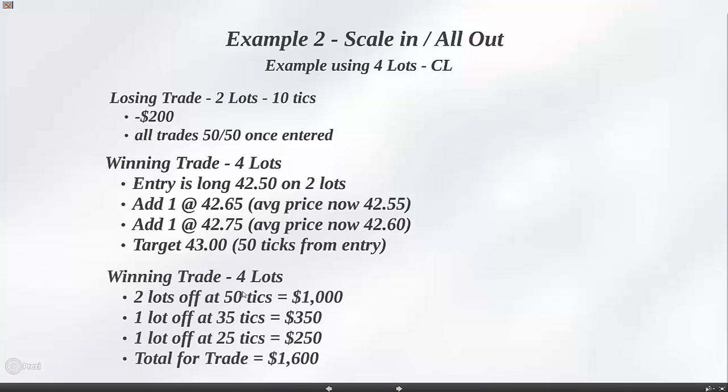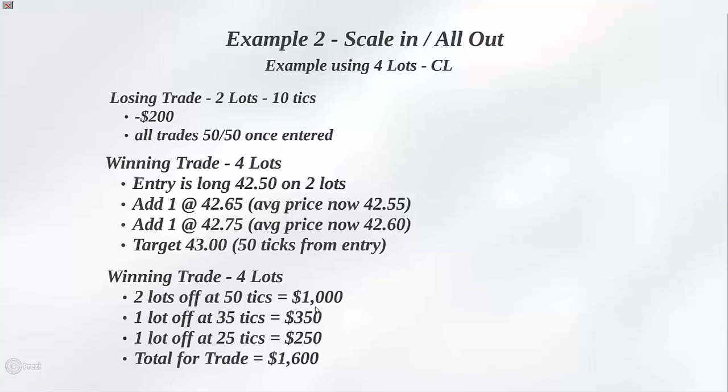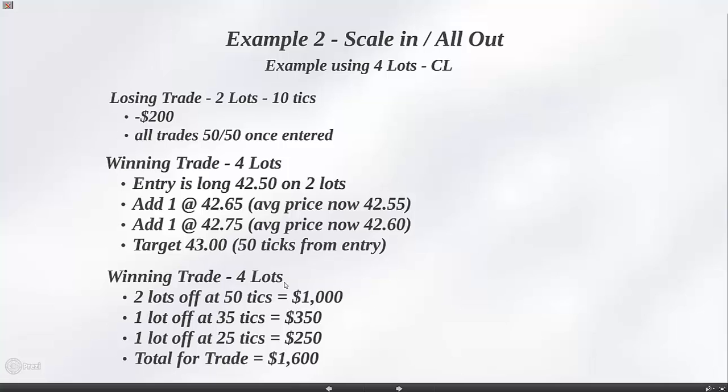Here's your profit. 2 lots off at 50 ticks, $1,000. One trade, you've already made more than you made on that whole thing that you were risking $400 on, right? If it goes that same 50 ticks and you risked your 2 lots, boom, you've already made more. You made 35 ticks on the next one, 25 ticks on that one, and your total for that trade is $1,600, and you only risked $200, right? So what is the pros to this and the cons?